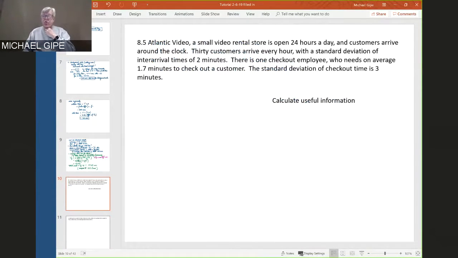This is 8.5 in edition, third edition. I don't know what edition the textbook is up to now. Is it fourth or is it still at third? I'm not sure.